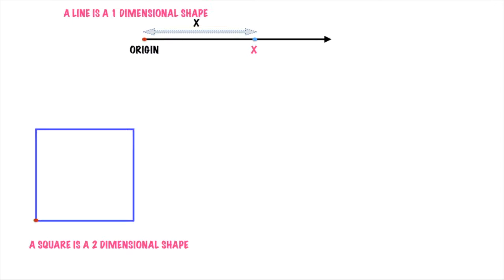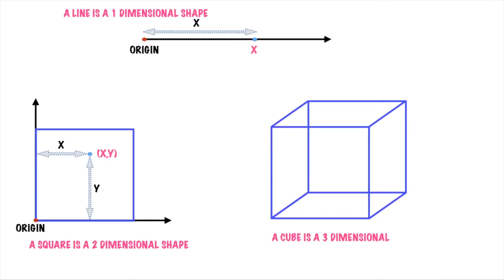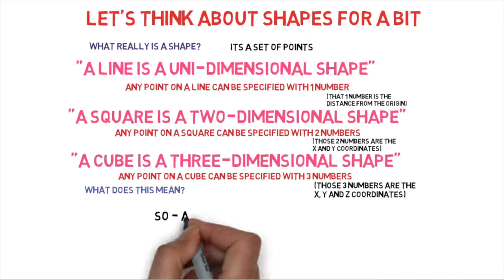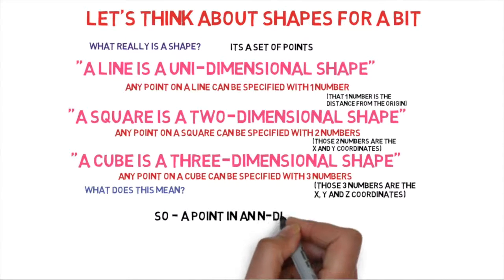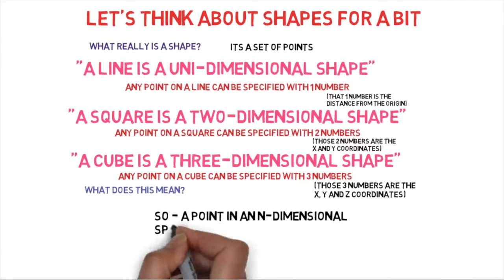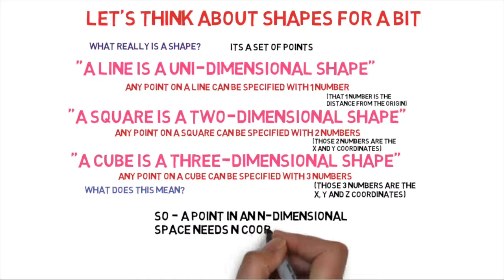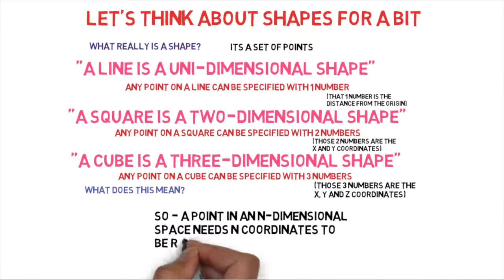A square is a two-dimensional shape. Any point in a square can be described using 2 numbers, x and y, which are the coordinates of that point. This is the distance from the x and y axis. A cube is a three-dimensional shape. Any point in a cube is described by 3 numbers, which are the x, y, z coordinates. To summarize, the number of coordinates required to describe a point in a shape is basically the number of dimensions of the shape. So a point in an n-dimensional space will need n coordinates to describe it.